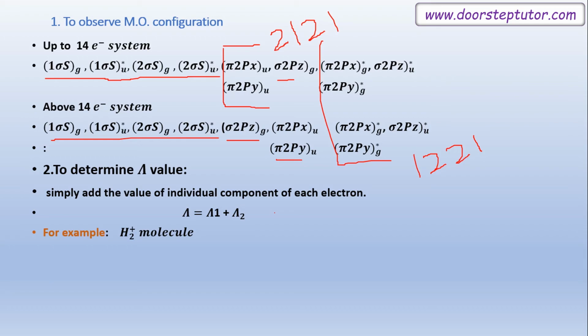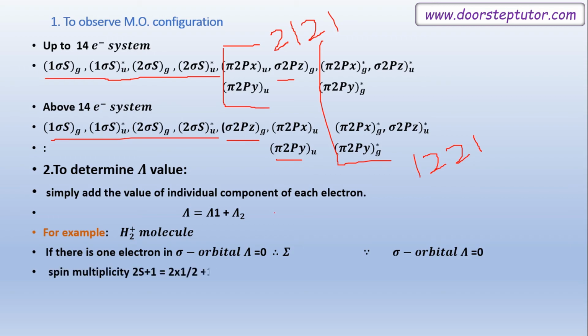You can see the H2 plus molecule, students. In this H2 plus molecule, we have only a one electron system. The H2 molecule is a two electron system, but the H2 plus molecule is a one electron system. So the electron is present in sigma 1s1 only. Therefore, if the electron is present in a sigma bonding molecular orbital, the lambda value will be sigma only, so the term symbol will be sigma only.